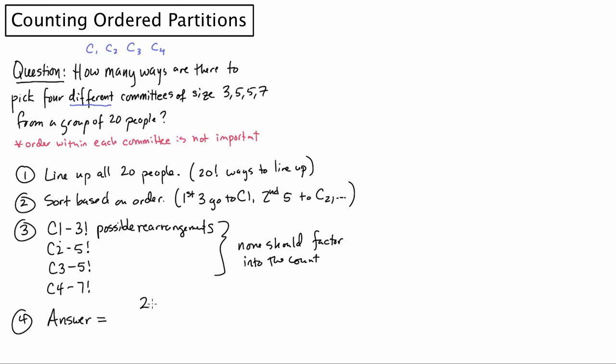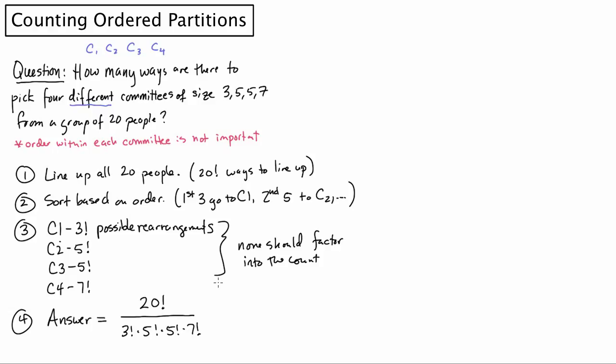The answer here is take all 20 factorial and throw away, that's what we mean when we divide numbers in mathematics, throw away or partition off the 20 factorial into groups of 3 factorial, 5 factorial, 5 factorial, and 7 factorial that no longer add to the overall.